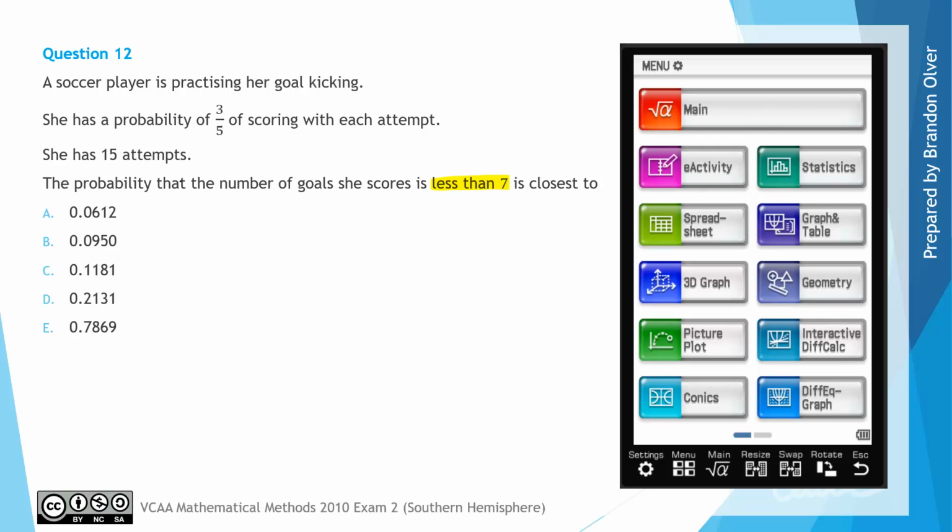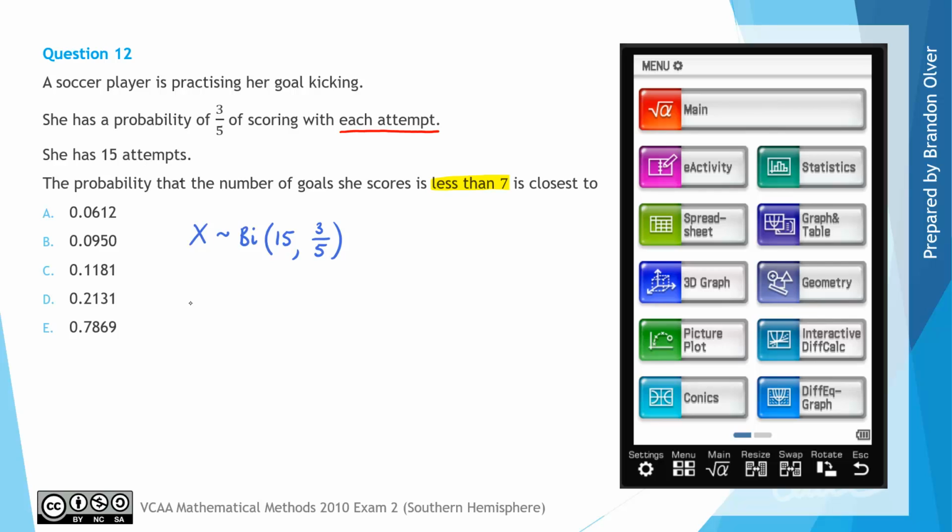So the way the question is worded, we have a probability that remains constant with each attempt, and we have a certain number of attempts. So that means that we can say that X, which is our discrete random variable for the number of goals that she scores, is going to be distributed as a binomial random variable with an n value of 15, which is the number of attempts, and a probability of success of 3 divided by 5, or even 0.6 if you prefer.